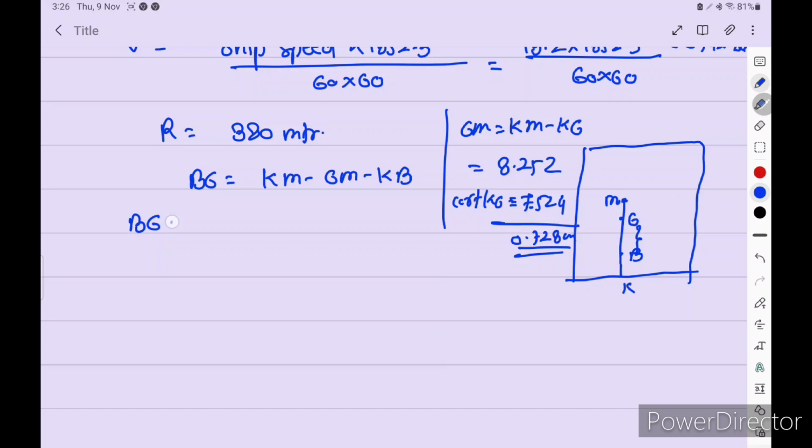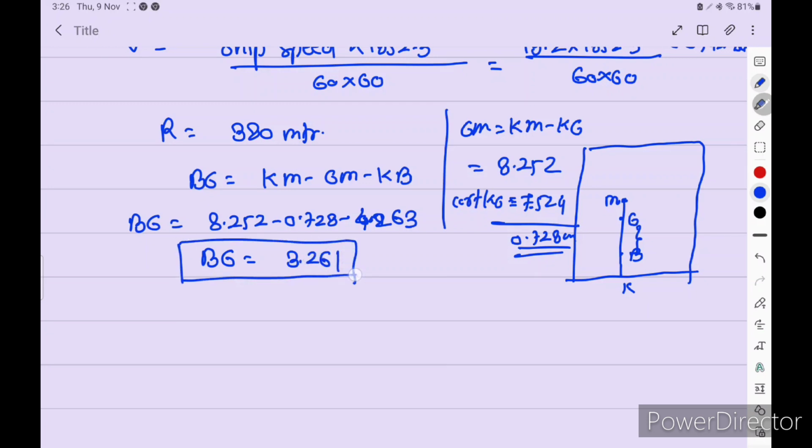So therefore BG is equal to 8.252 minus 0.728 minus 4.263. So BG we get 3.261 meter.